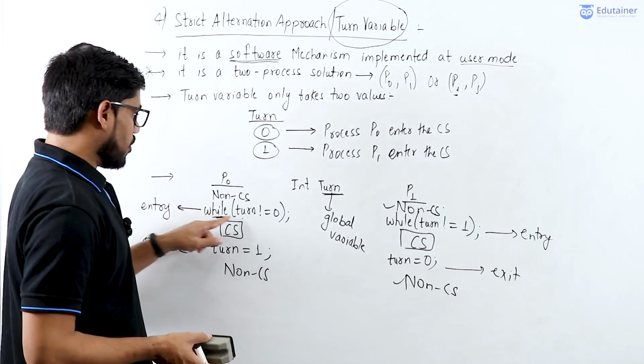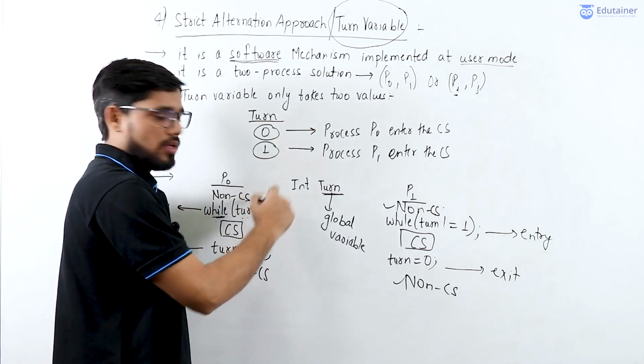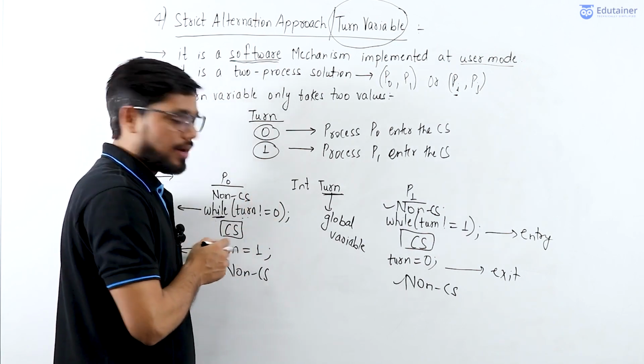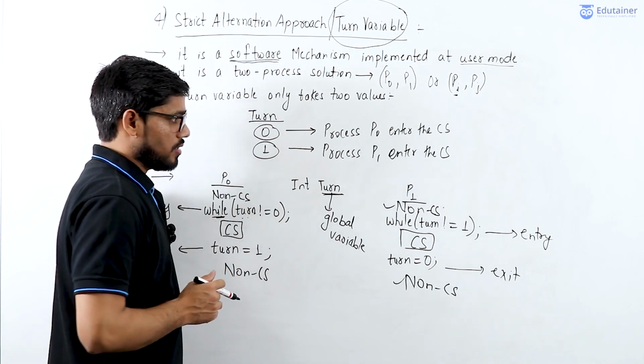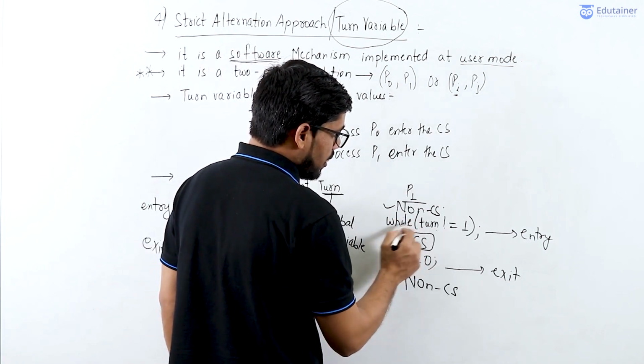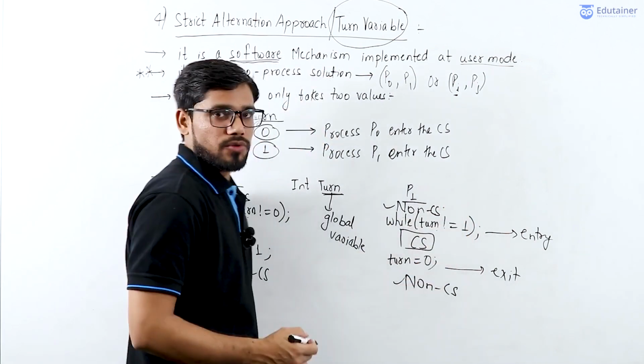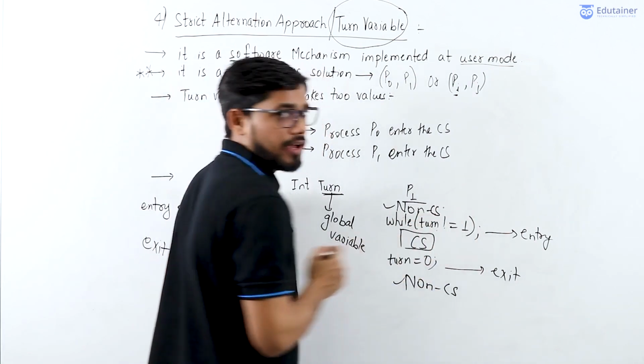So here, if the turn variable is not equal to 0, then process P0 falls into an infinite loop and does not enter the critical section. Similarly for process P1, if the turn value is not equal to 1, then process P1 falls into an infinite loop.